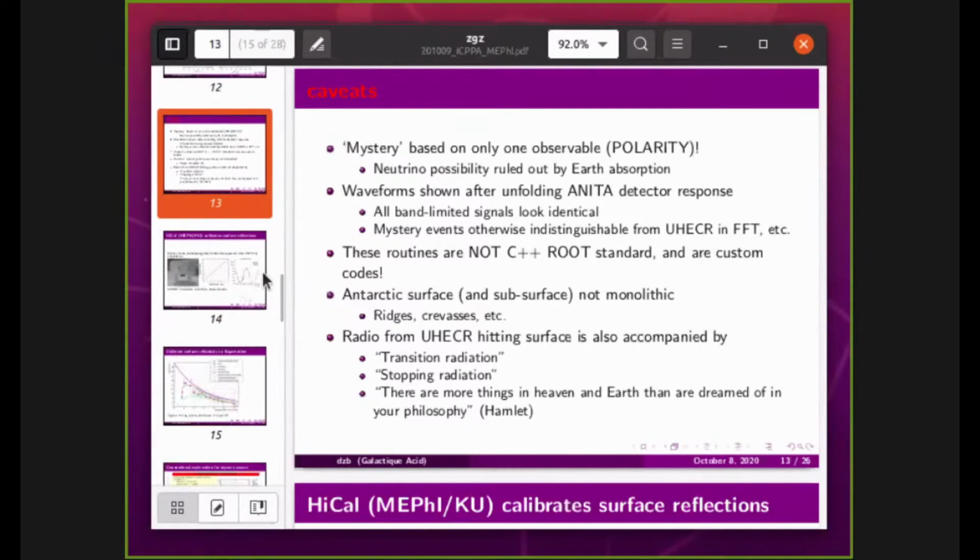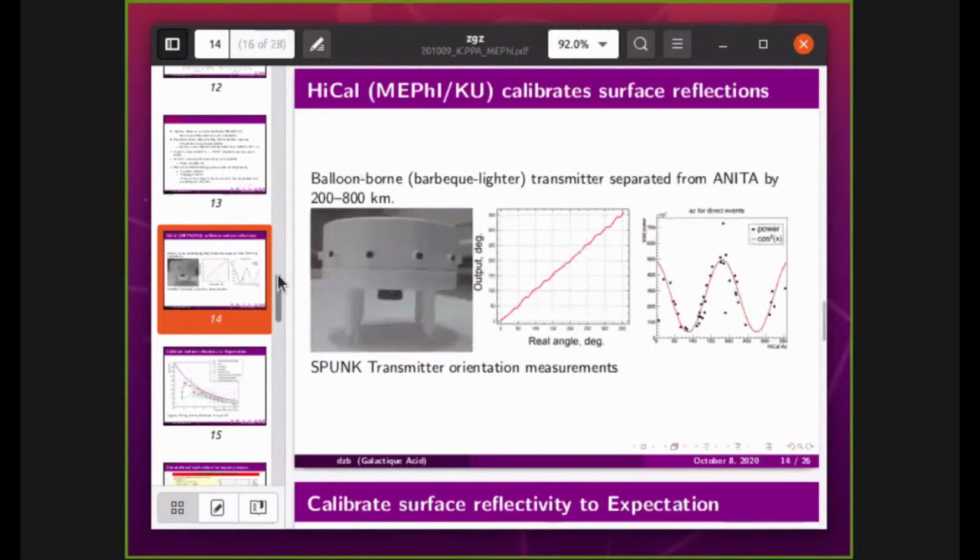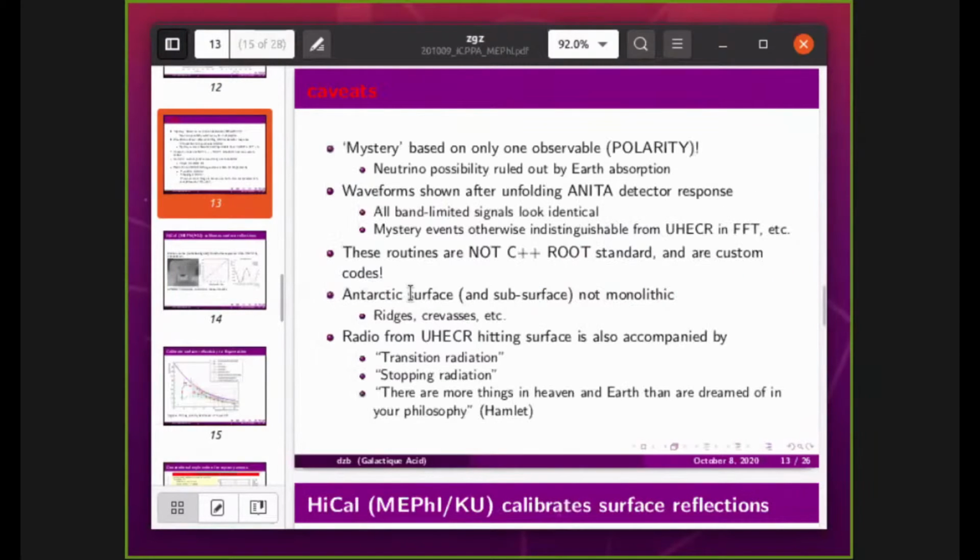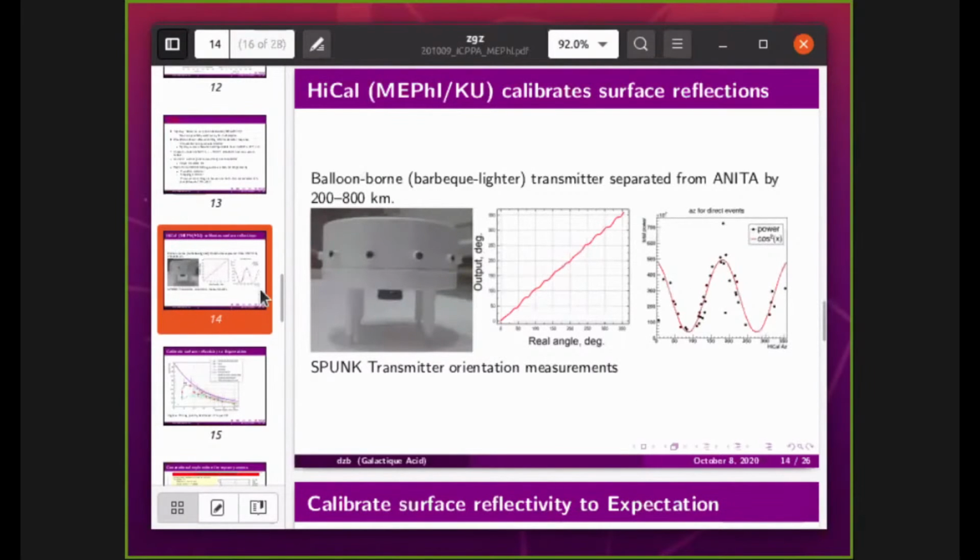I'll mention what we did, and I'll go through this quickly. We were aware of this problem, and what we did is we constructed an experiment called HiCal, which basically flew behind the Anita balloon, and it sent out a pinging signal that was measured both in terms of its direct path as well as its surface reflected path. So this is a way of trying to calibrate the effect of surface reflectivity.